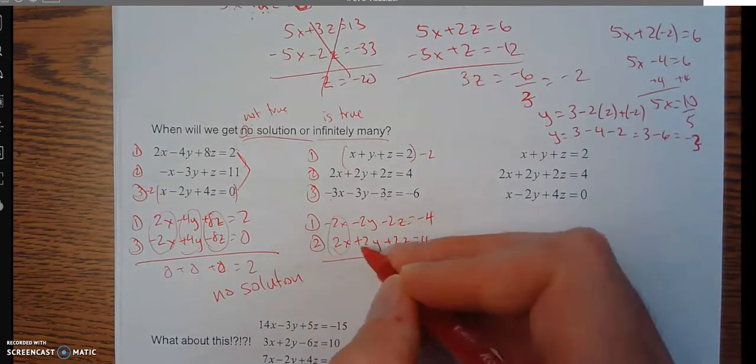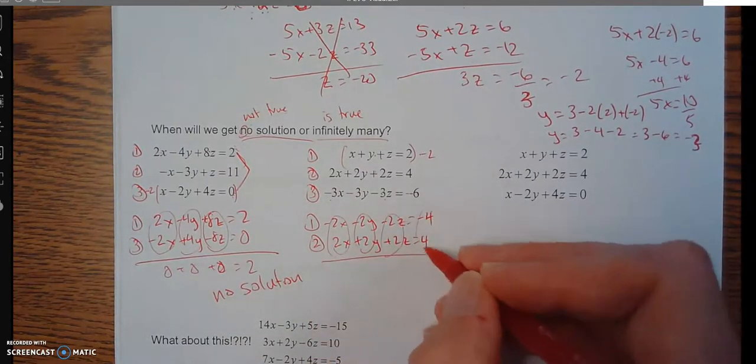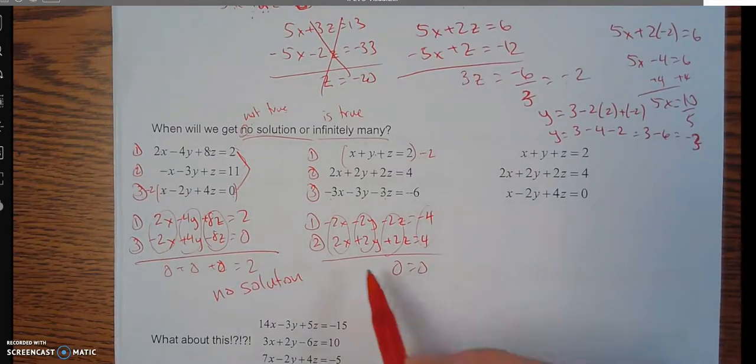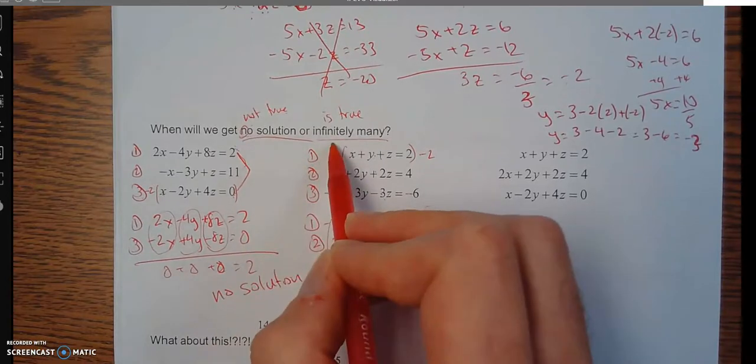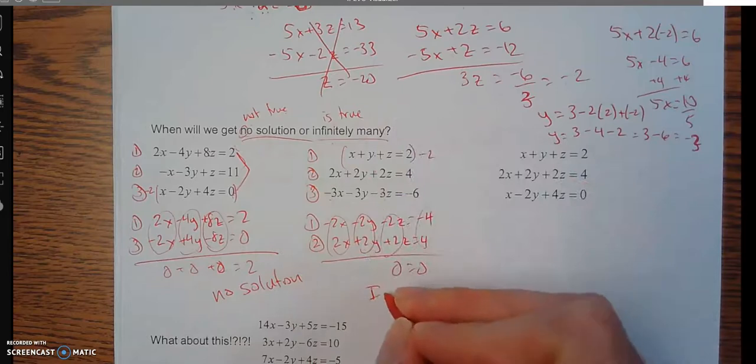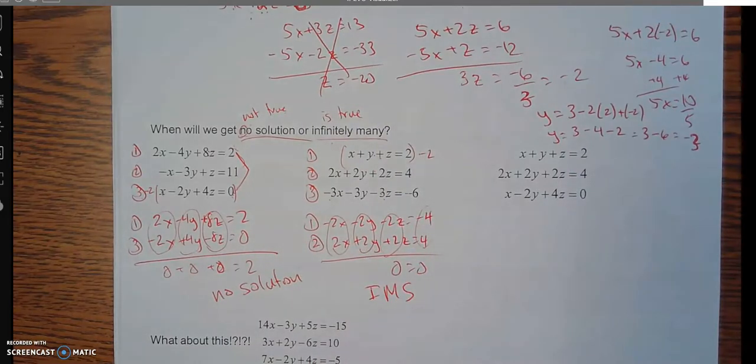Okay? Wipes out, wipes out, wipes out. And here, in fact, wipes out too. So I get 0 equals 0. So all the variables are gone. It's one of these two. But that is a true statement. 0 does equal 0, so it is true. So it's infinitely many solutions.